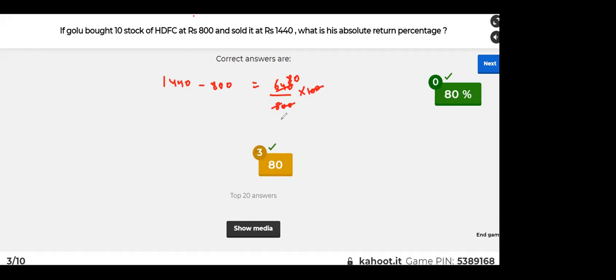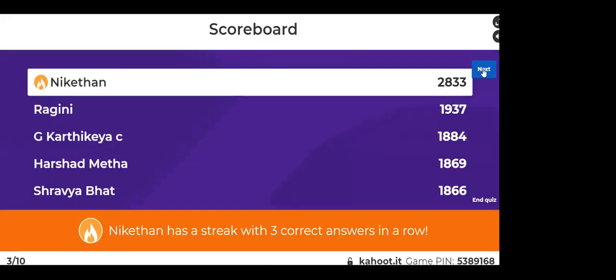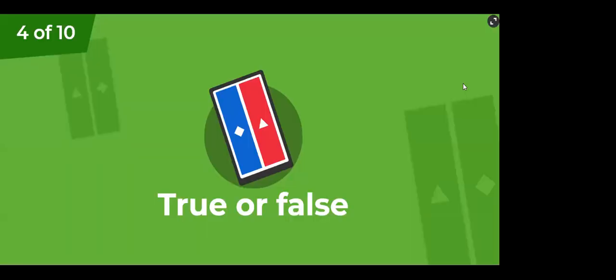Yes or no? All of you got this? Tell me, raise your hand. You have to write the percent. You don't have to write the profit. Profit was 640 rupees, but the percentage you have to calculate with respect to your buying price. Okay, I guess only Niketan in the top 5 got this answer correct.